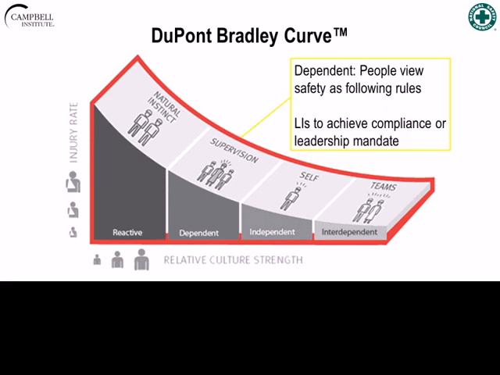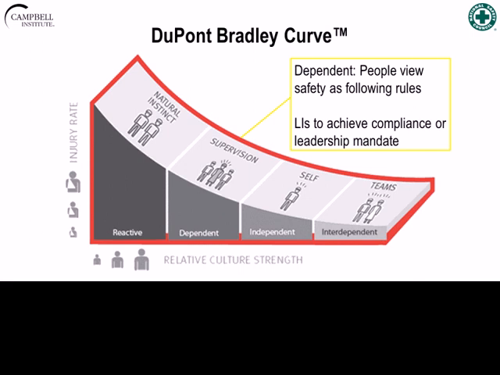When we look at the dependent stage, this is an intermediate level of maturity where people view safety as just following the rules. And leading indicators are in place, but they're in place to achieve compliance, or maybe they're there because of a leadership mandate. And at this point, you start to see injury rates decrease a little bit.